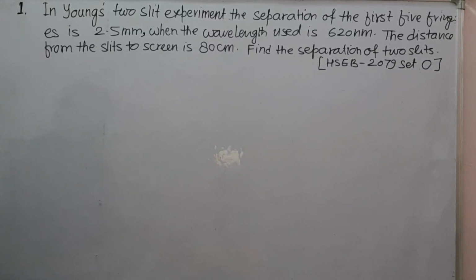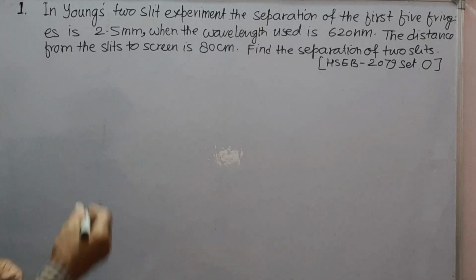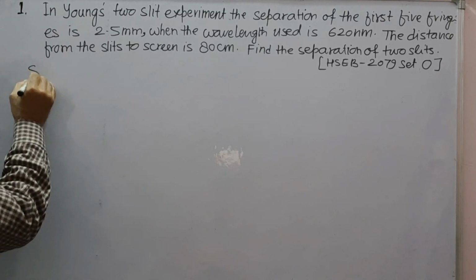First problem. In Young's two-slit experiment, the separation of the first 5 fringes is 2.5 millimeter when the wavelength used is 620 nanometer and the distance from slits to screen is 80 cm. Find the separation of two slits. Solution.